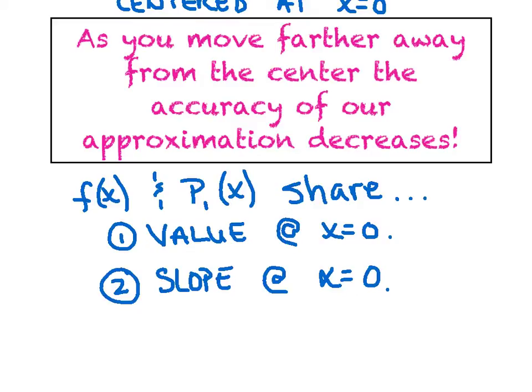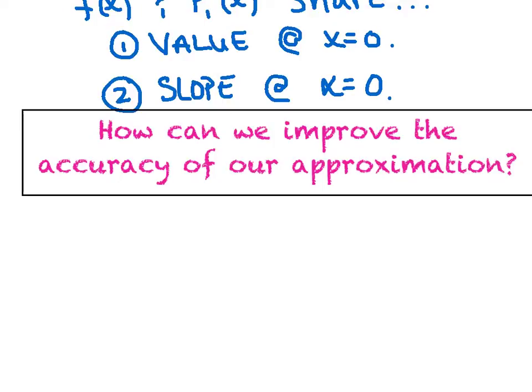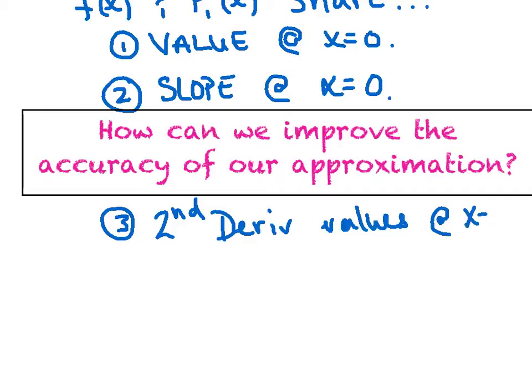Now, the goal all along has been to improve the accuracy of our approximation. And so that's the question we want to pose: how can we improve the accuracy of our approximation? Well, what we're going to do is impose yet another requirement. We are going to say, what if our original function and our polynomial shared the same second derivative values? Of course, at x equals 0.